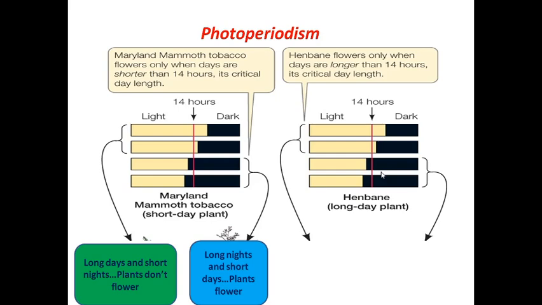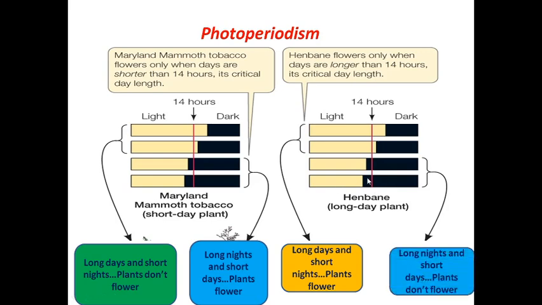And this is the henbane, the normal variety of tobacco. In the normal variety of tobacco, what happens? Normally, as I told you, normal tobacco plants flower in the summer. They require long days for flowering. Here you can see it is a long day and a short night, and the plant showed flowering. Here is a vice versa of this.